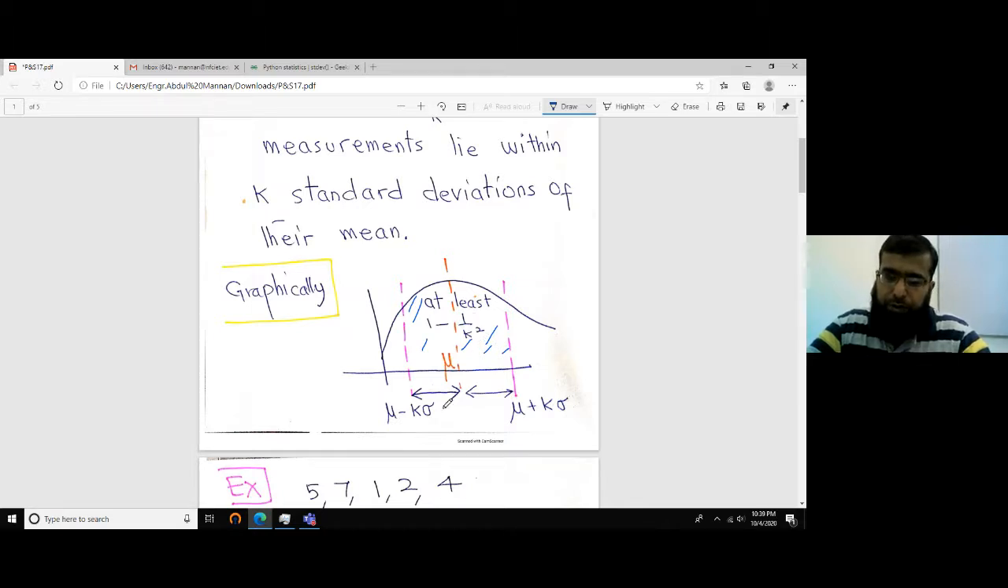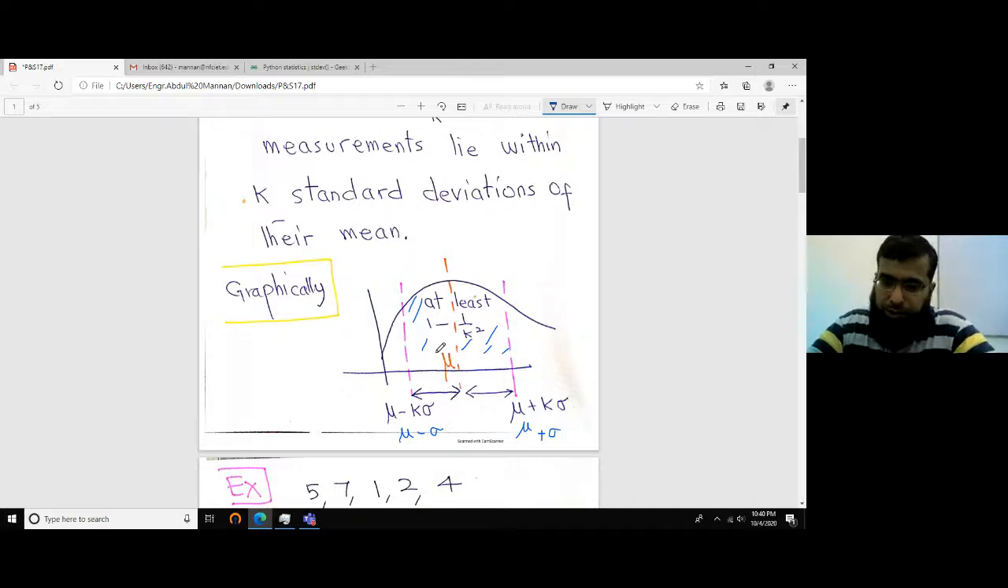So if we set k equal to 1, these limits are mu minus sigma and mu plus sigma, and of course this width would be smaller. But if we set k equal to 2, that would be mu minus 2 sigma and mu plus 2 sigma. In that case, the width would be larger and there will be more data points in this range.